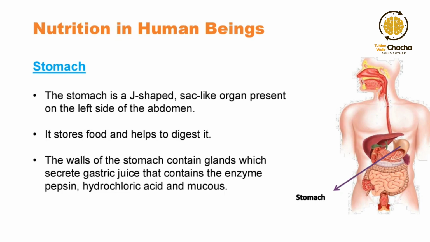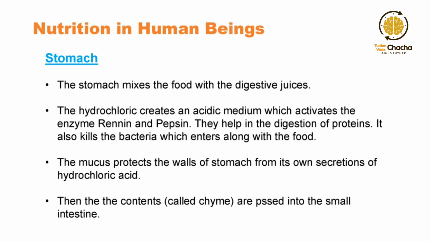Stomach. The stomach is a J-shaped, sac-like organ present on the left side of the abdomen. It stores food and helps to digest it. The walls of the stomach contain glands which secrete gastric juice that contains the enzyme pepsin, hydrochloric acid and mucus. The stomach mixes the food with the digestive juices. The hydrochloric acid creates an acidic medium which activates the enzymes renin and pepsin. They help in the digestion of proteins. It also kills the bacteria which enter along with the food. The mucus protects the walls of the stomach from its own secretions of hydrochloric acid. Then the contents, called chyme, are passed into the small intestine.